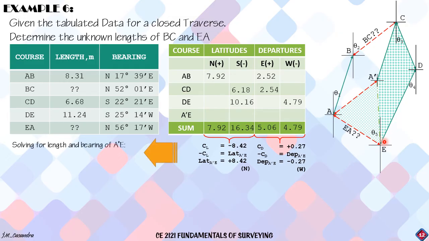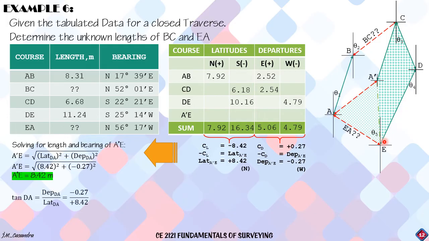So from here, we can now compute for the length and bearing of closing line A prime E. For the length, we have 8.42, and the bearing now is north 1 degree 50 minutes west. Once we have solved for the closing line, we can now analyze the triangle formed. So we have triangle A E A prime E.